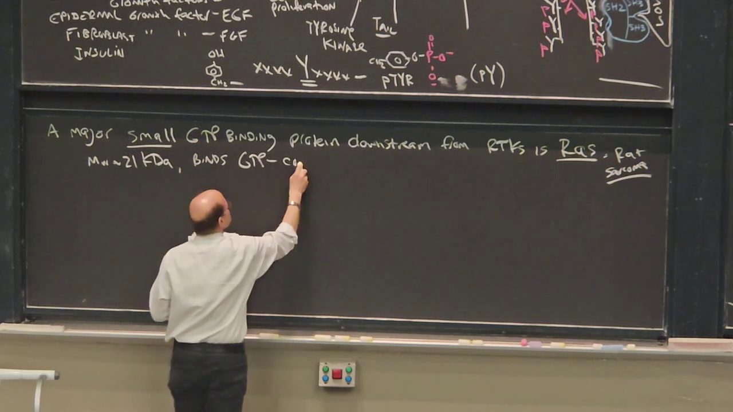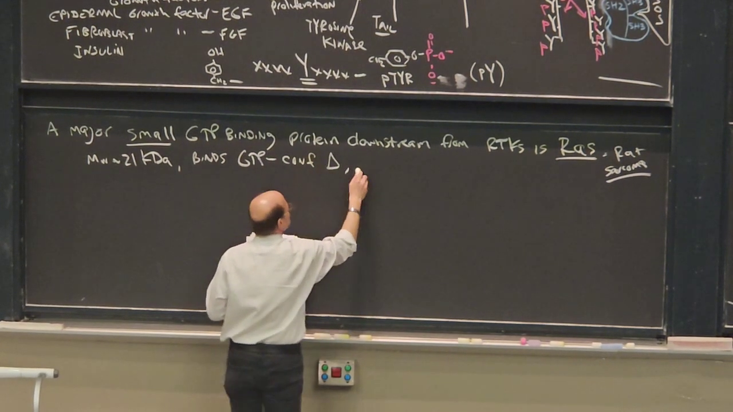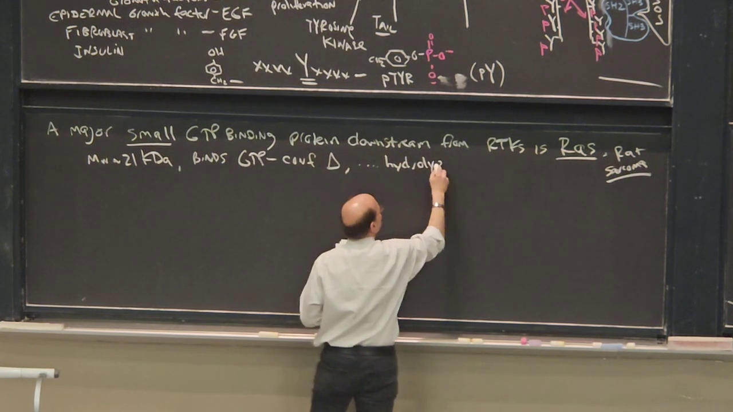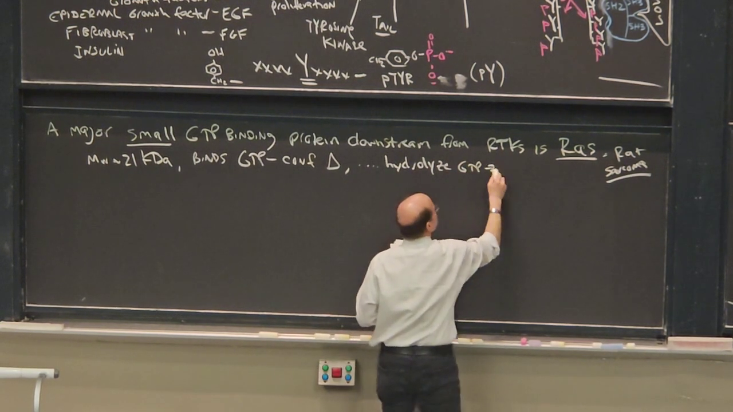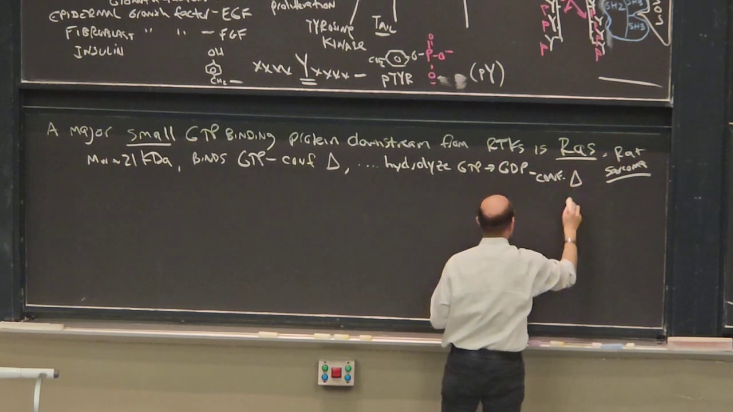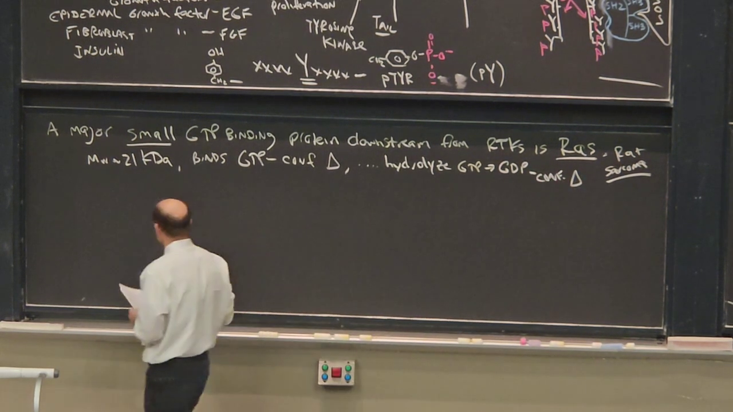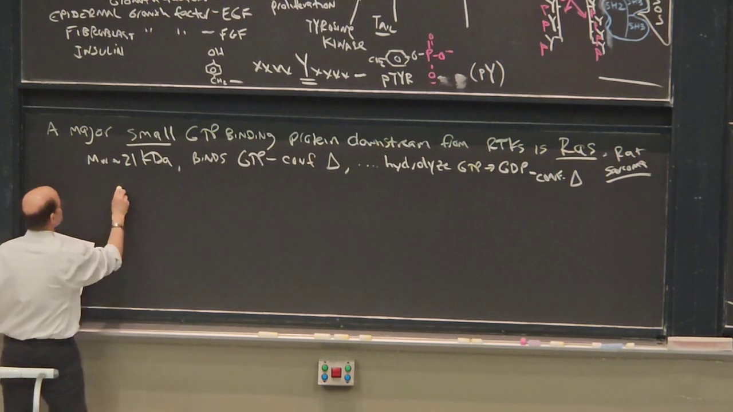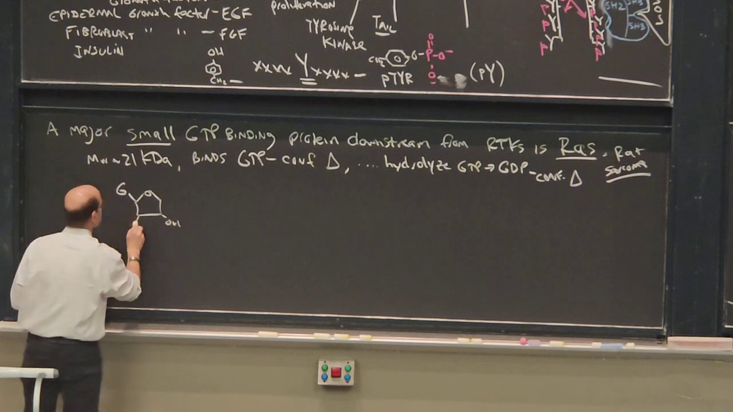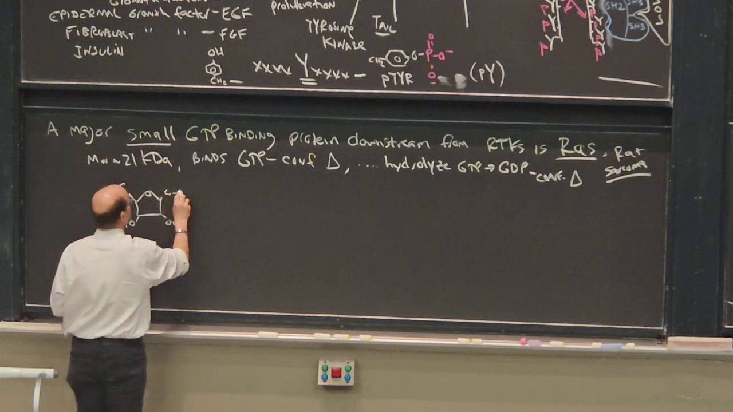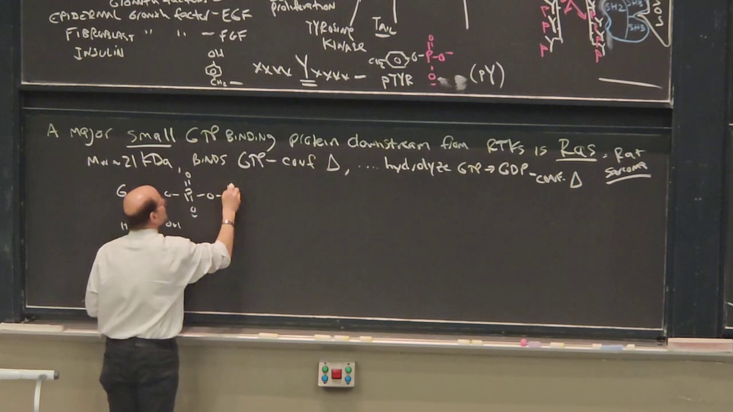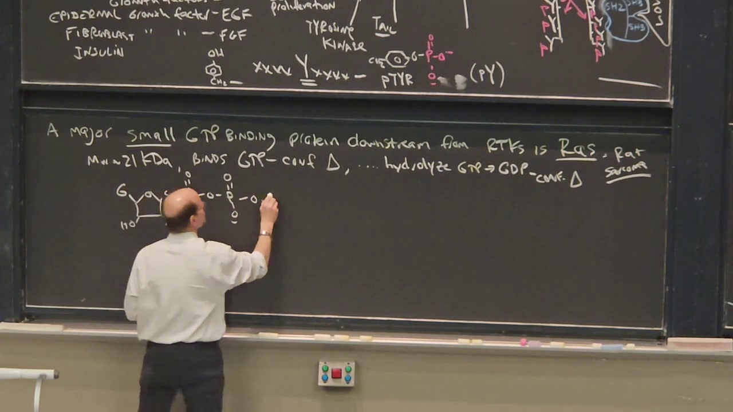It binds GTP, and then it undergoes a conformational change. And then it will eventually hydrolyze the GTP to GDP, and that will again cause another conformational change. Now, you can bet that in order for this to bind GTP, it's going to use a bunch of the same tricks that you've already seen other molecules use.